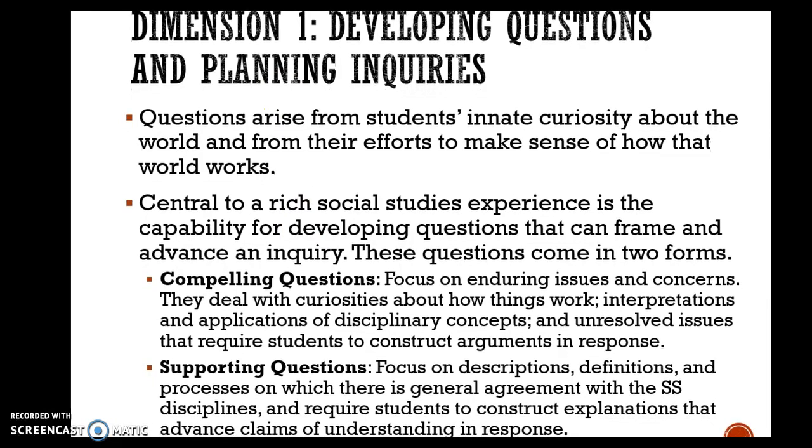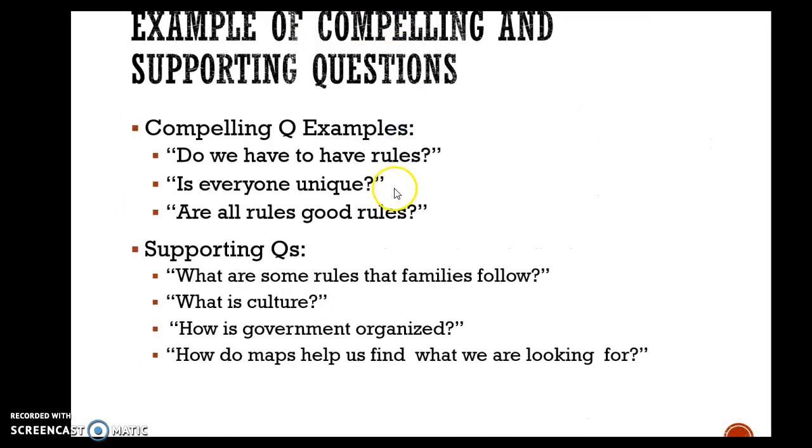Now, these supporting questions focus on descriptions, definitions, and processes. They're very easy to define. So rather than compelling questions where you're maybe asking, for instance, do we have to have rules? Students ask all the time, is everyone unique? Are all rules good rules? So those are compelling questions that students may have about broad nature ideas and that are not easily answerable. There's different answers to these questions.